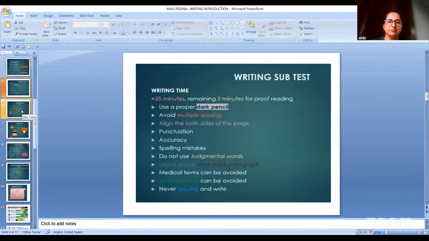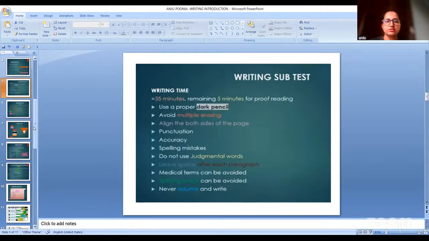So in just the remaining 5 minutes we need to focus more and use a dark pencil. Avoid multiple erasing, because sometimes we write and then erase again. So we need to avoid that and align with both sides of the page, because there are two pages mentioned. According to our words, they already give full pages, so we can easily write our task.